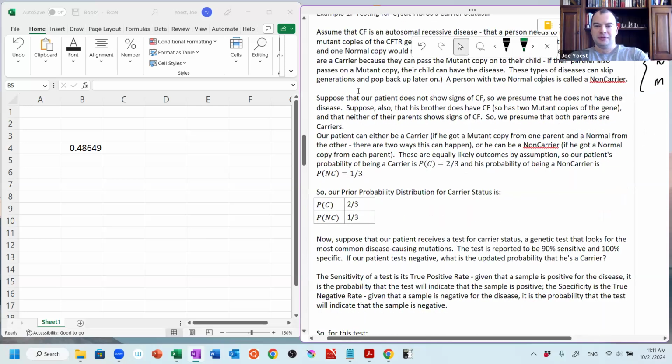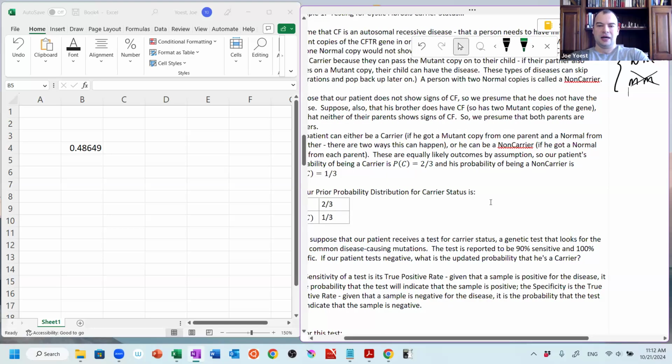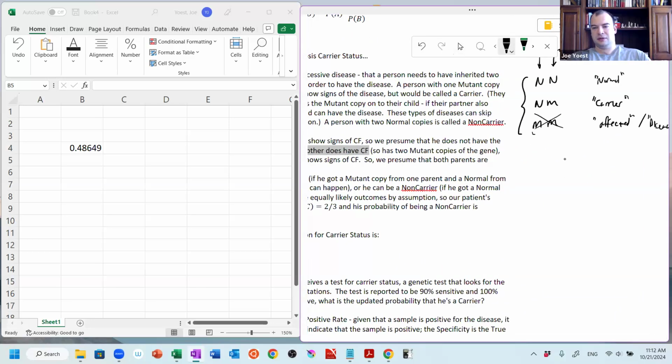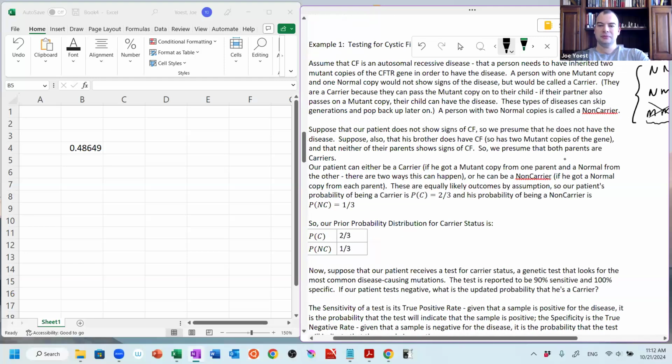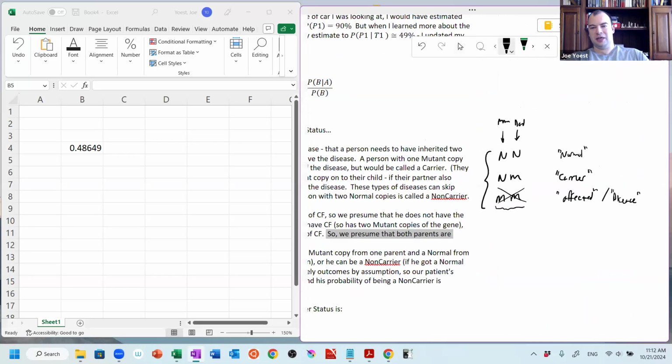Okay. So now suppose that our patient does not show signs of CF, so we presume that he doesn't have the disease. But suppose that his brother does have CF. So his brother has two mutant copies. Also, neither of the parents show signs of CF. So after all of this, we can pretty reasonably assume that both parents are carriers. In other words, mom is mutant normal and dad is mutant normal. So both parents are carriers.